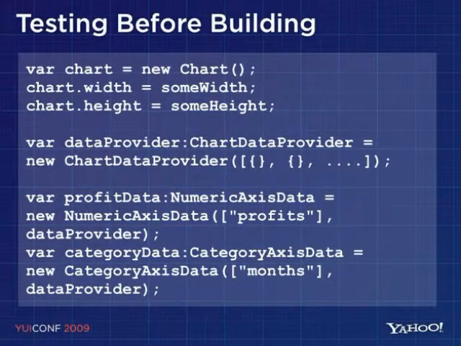They'll create a new chart, set its width and height on the page, grab a data provider. This might mash up with the YUI data source. Again, not very precise in terms of how it would actually work there. Great. So they have their data provider. They would create a couple of axis data classes. One for the numeric axis, keying off the profits. One for the category, keying off the months.